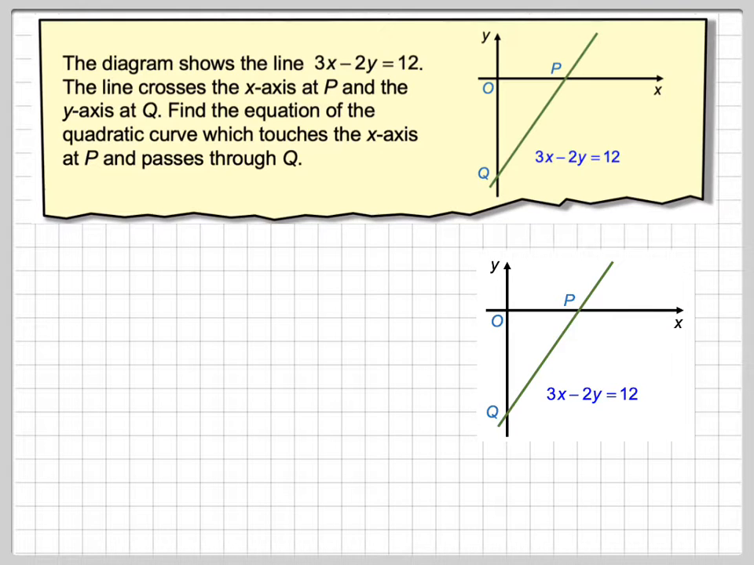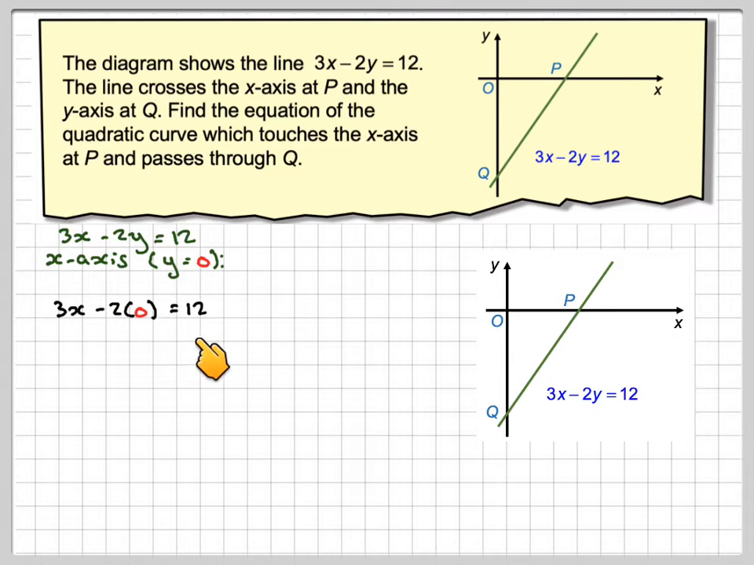Okay, so first of all we've got to find the coordinates of P and Q. So we've got 3x minus 2y is equal to 12. On the x-axis, y is equal to 0. So if we put y is equal to 0 in that, we're going to get 3x minus 2 times 0 is 12, which gives 3x is 12, x is equal to 4. So coordinates at that point are 4, 0.